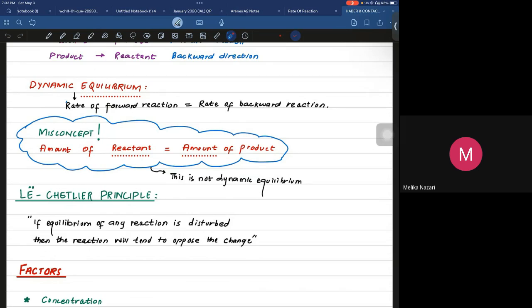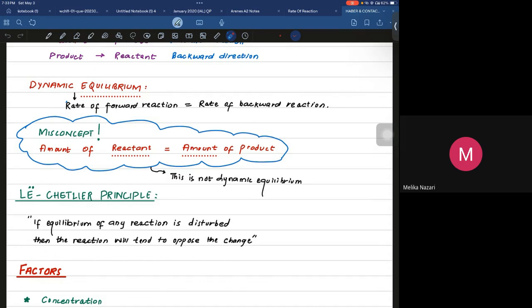Let's suppose I'm standing right now, but I'm not moving. I'm only standing. This is called static equilibrium. But there is another equilibrium as well that is known as dynamic equilibrium.